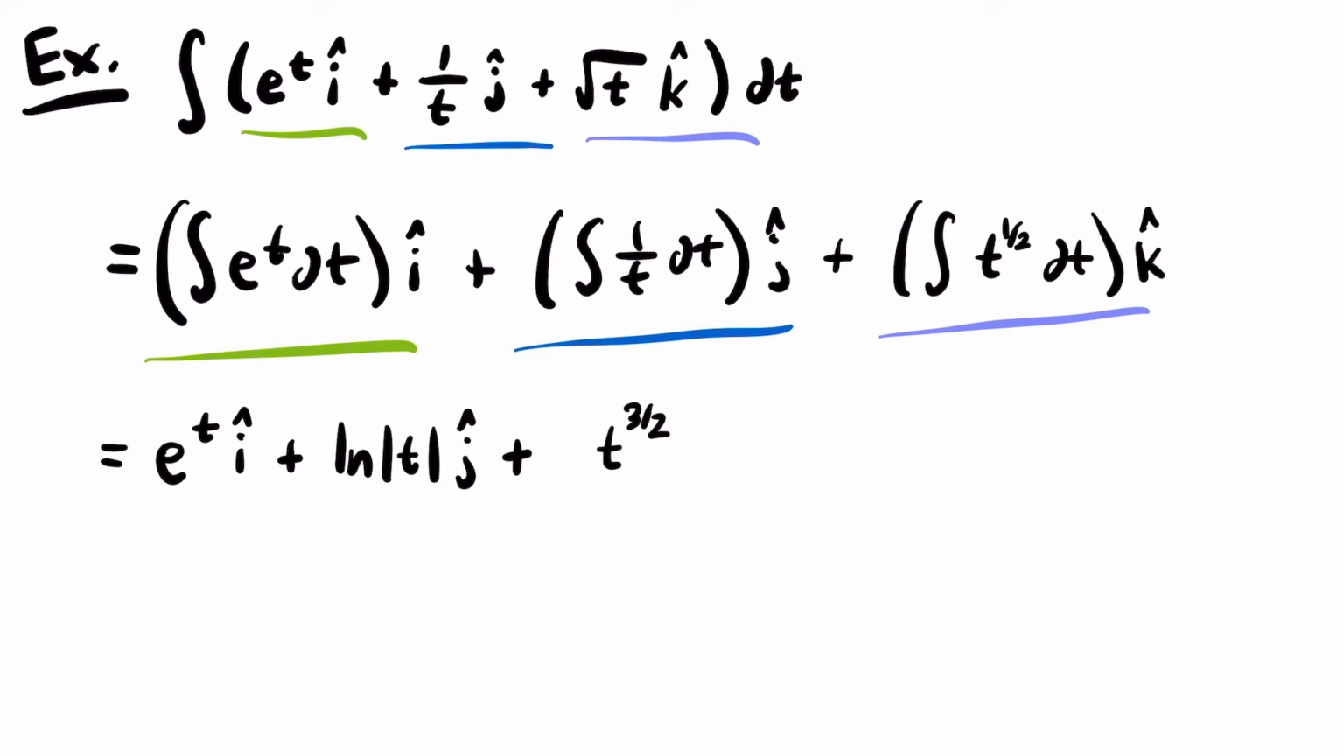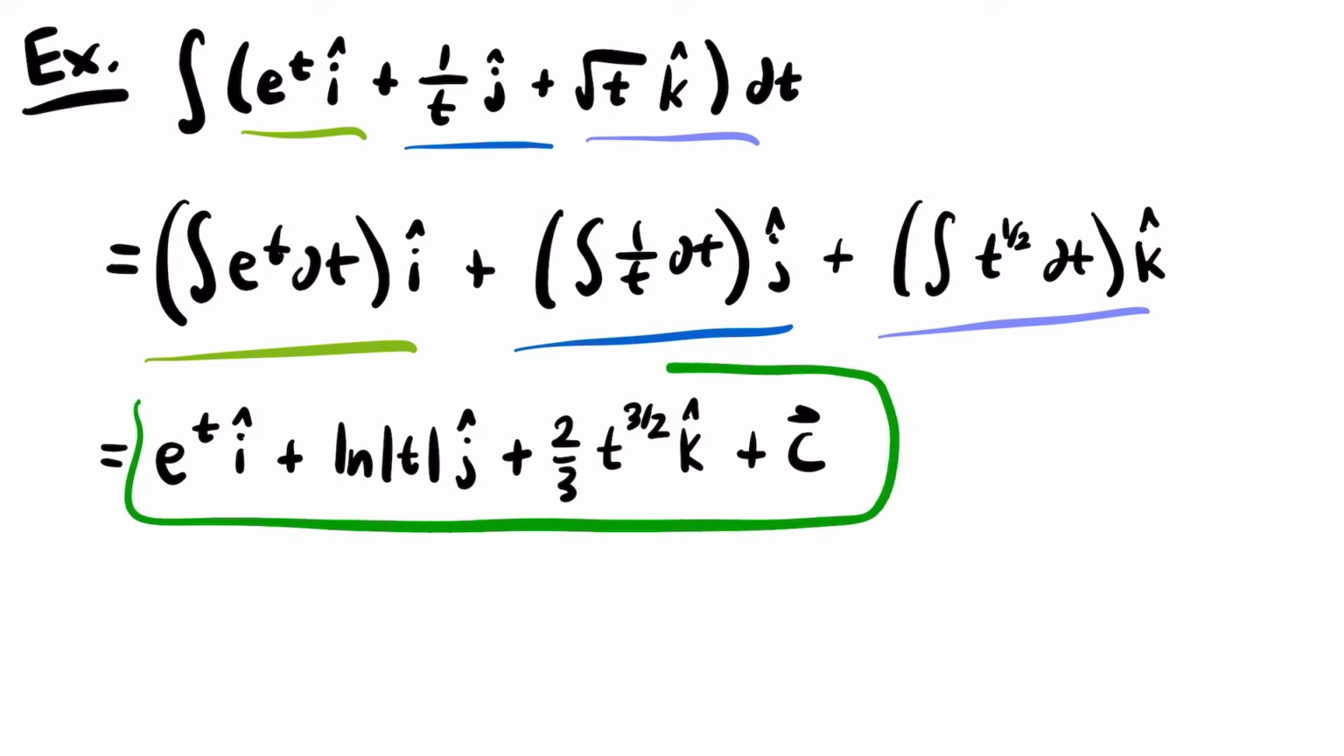But remember that dividing by a fraction is the same as multiplying by the reciprocal of that fraction. So I'm just going to multiply by 2/3, all right? That just looks nicer to me, so that's how I'm going to write that. And don't forget that that is multiplied by k. And then you want to add on your vector constant of integration, and you're done. That right there would be the integral, or the antiderivative, of this vector function.